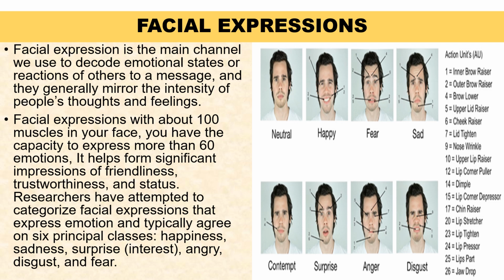Actually, there is a lot of research still going on about facial expressions and our body language. Every day they are finding something about body language, because every human is different, right? So whatever we do, it comes with happiness, sadness, surprise, angry, disgust, and fear. These are the six main principles. These six principles have all 60 emotions. So these are the categorized principles of facial expressions.